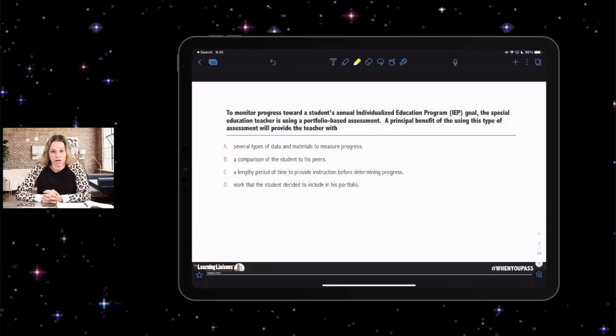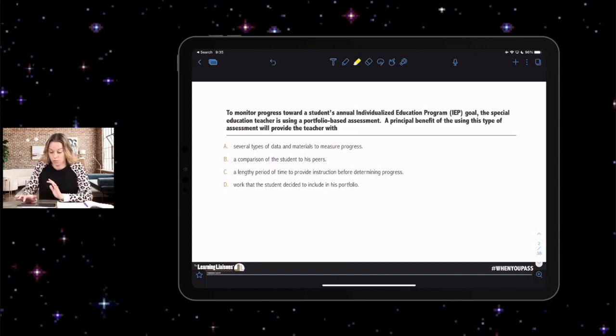To monitor progress towards a student's annual individualized education program, we also refer to this as their IEP, we're talking about the goal, the special education teacher is using a portfolio-based assessment. So a principal benefit of using this type of assessment will provide the teacher with what?